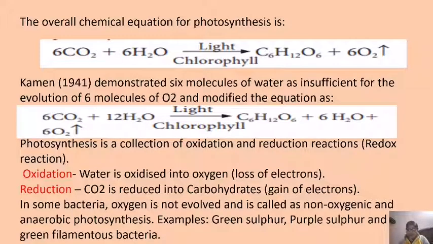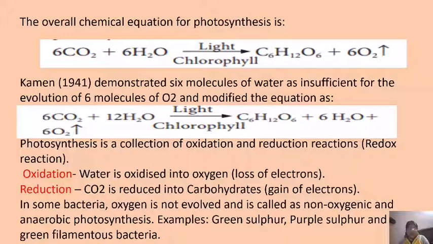Again, I am giving some terminologies in these videos initially, which you keep in your brain, and next time I will repeat it. Okay, now in reduction, what is happening? Now there is gain of electrons. So carbon dioxide is being reduced to carbohydrates by gaining what? Electrons.